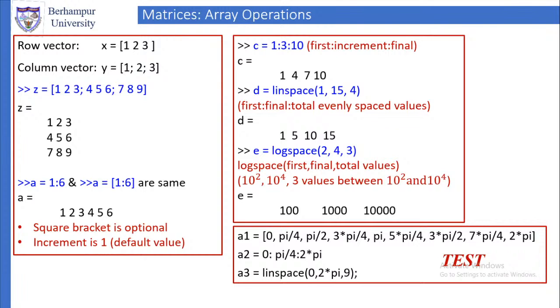And the increment is by 1. Now suppose I do not want a 1 increment, I want more than 1 increment. I can, let us see this example. C is equal to 1 colon 3 colon 10.